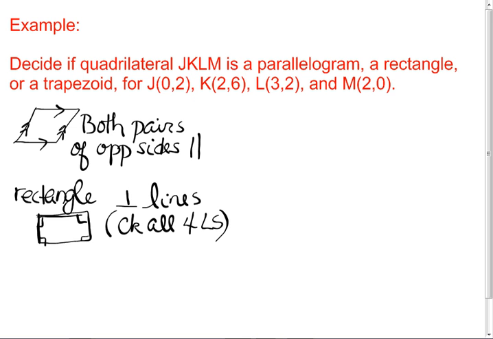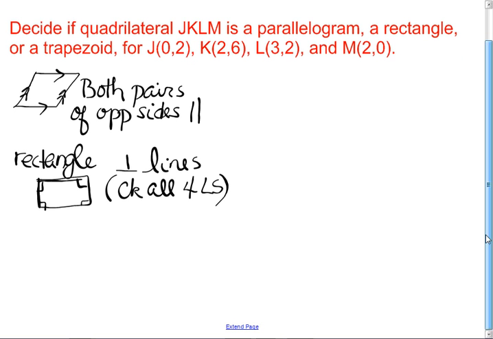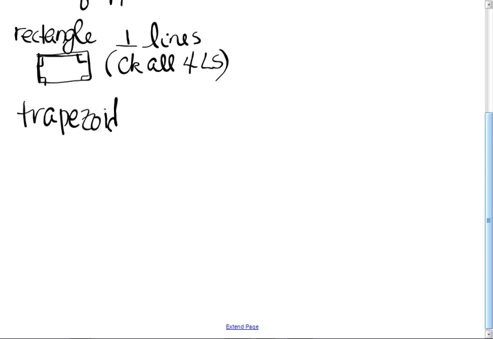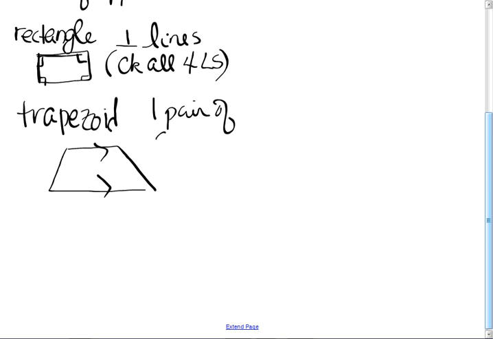And what about a trapezoid? Remember what a trapezoid is? Yeah, it's two sides are parallel and then the other two. One pair of opposite sides are parallel. One pair, you're going to have to find them all, of opposite sides.